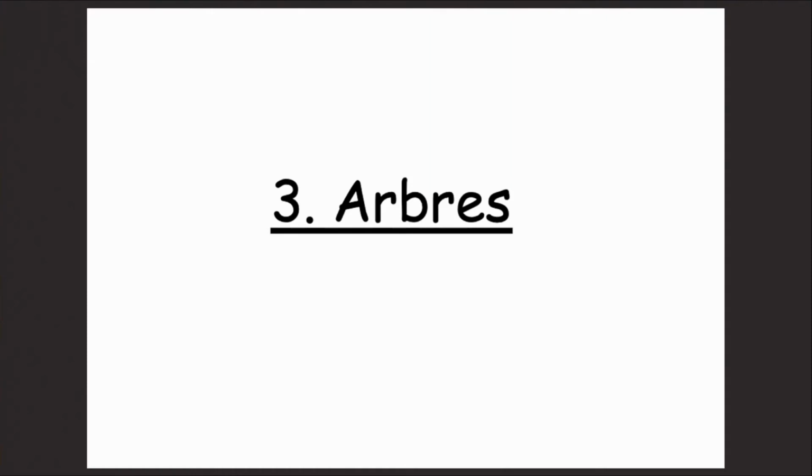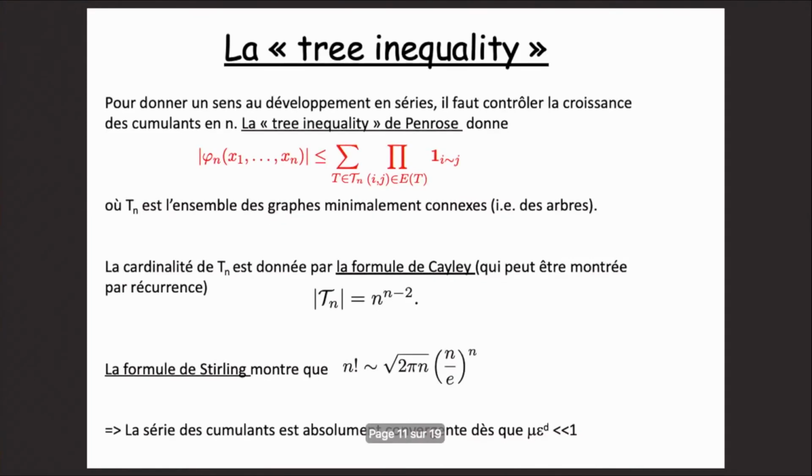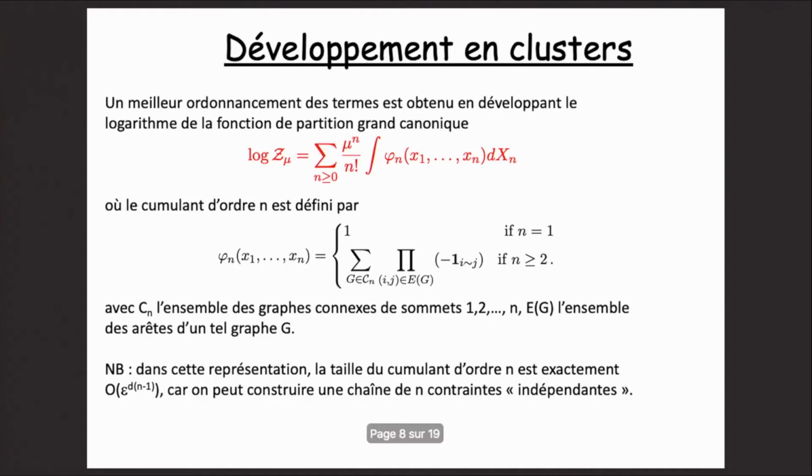Okay, so that was before COVID, and it's already the notion of cluster. Okay, so now that we have cluster, we will look at trees, which is another important notion in combinatorics. So what I would like to do is to start from this formula, which is here.